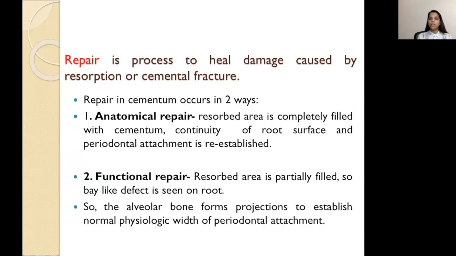This repair is a process to heal the damage caused by resorption or cemental fracture. So repair in cementum occurs in two ways. Anatomical repair: the resorbed area is completely filled with cementum. Continuity of the root surface and periodontal attachment is re-established. And there is functional repair: the resorbed area is partially filled. So a bay-like defect is seen on roots. So the alveolar bone forms projections to establish the normal physiologic width of the periodontal attachment.